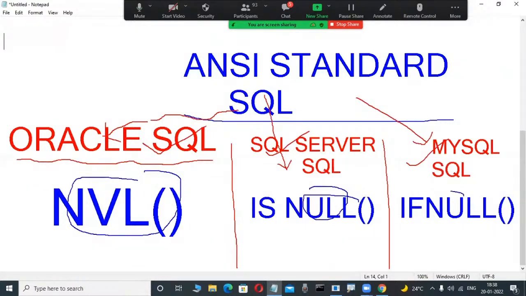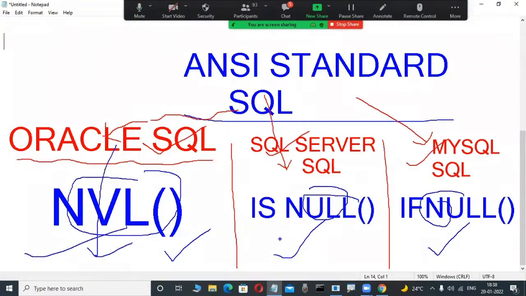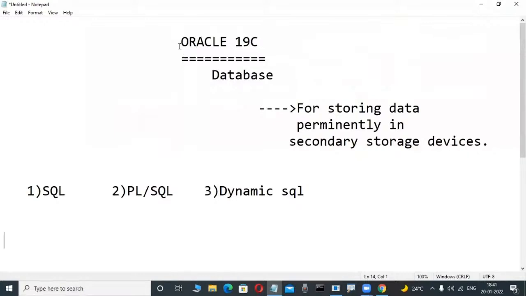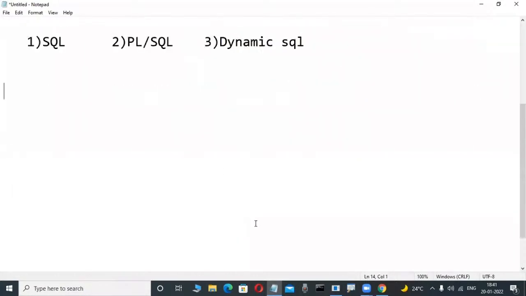The syntax is also totally different. The create procedure syntax is different in each, with slight differences. Suppose there is a function months_between, that is in Oracle SQL only. Can I use the same function in SQL Server SQL? No, there is DATEDIFF, another function. That's why, always, what we are learning means SQL is an ANSI standard language.